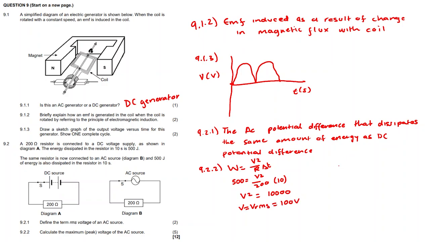We can then say that V_RMS is equal to V_max over root 2. And we know that the RMS is 100. We want to calculate V_max, and over root 2, we then get V_max to be equal to 141.42 volts. And that's all for this video. Thank you.